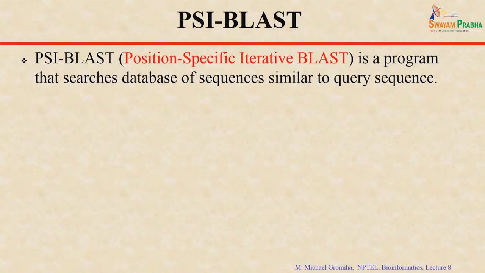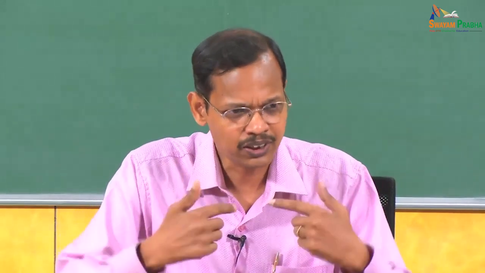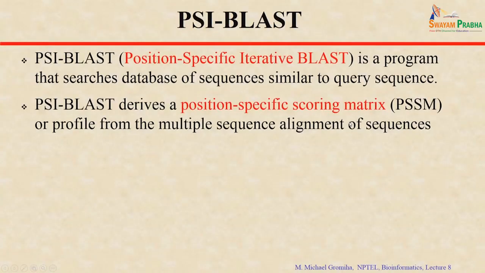So, what is PSI-BLAST? It is a position specific iterative BLAST. It is a program which searches the database of sequences similar to the query sequence. Then they get the BLAST sequences, and then we try to derive the position specific scoring matrix. Based on the alignment, you can compare the positions and the residues in different positions, then they try to align these positions and derive the position specific scoring matrix. For example, if you have your own sequence, what is the possibility of having the same residues at different positions, based on the aligned sequences in your homologous sequences?